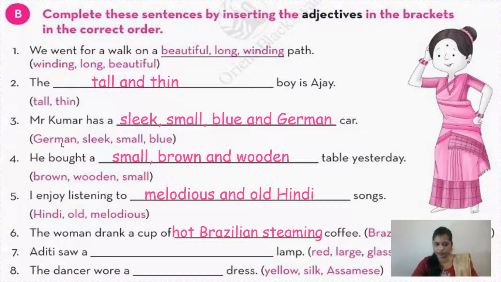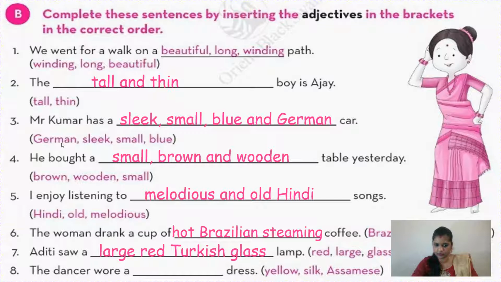Now seventh number is Aditi saw a dash lamp. So red is the color, so it will go, it is in the last. Okay, turquoise, it is nationality, so color and then nationality. And what about large glass? So glass is material. So it will also go to the last. And then large is size. So first large will go, and then color, large, red, turquoise glass, yes, like this.